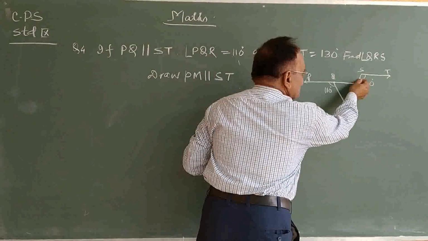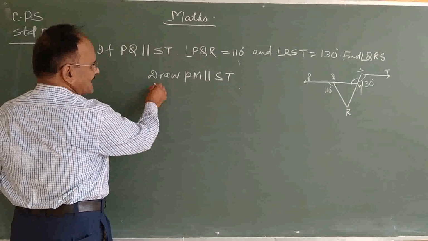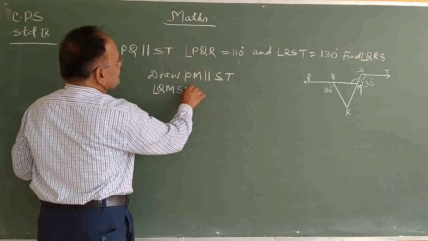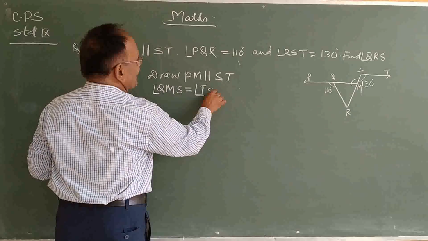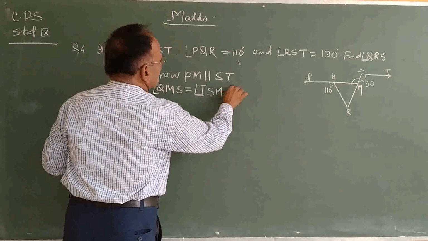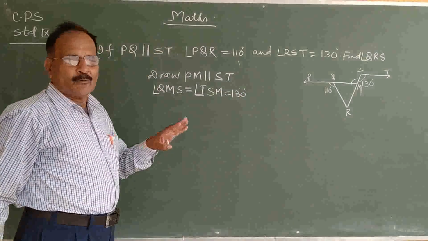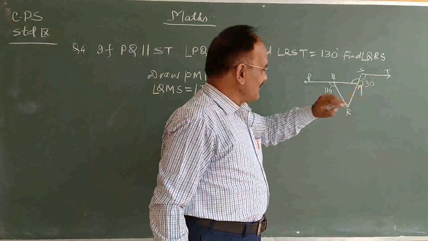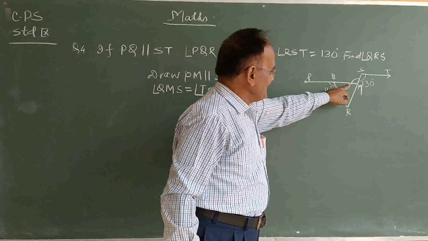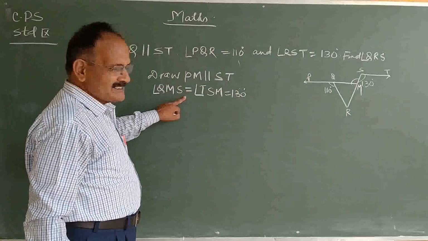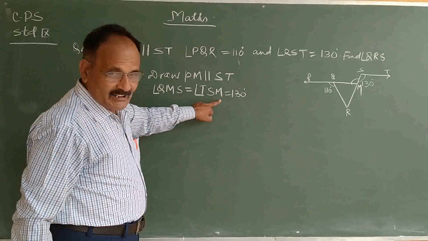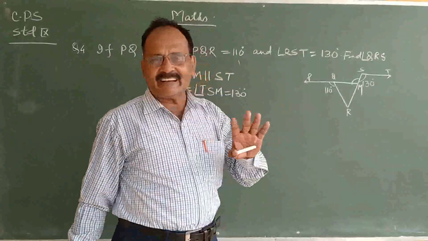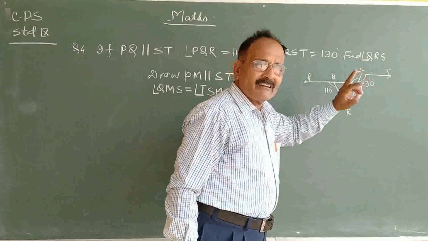So, this angle, it means angle QMS is equal to angle TSM is equal to 130 degrees. Why? Because these two lines PM and ST are parallel, so QMS and TSM are both alternate interior angles, and we know that alternate interior angles are equal when the two lines are parallel.